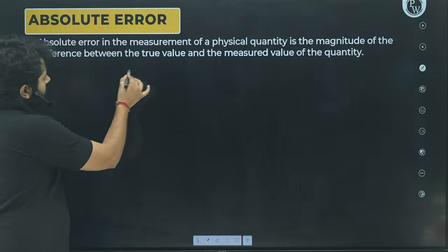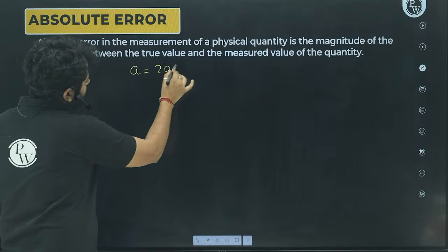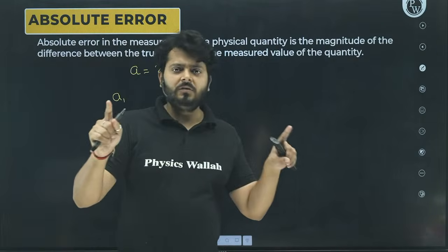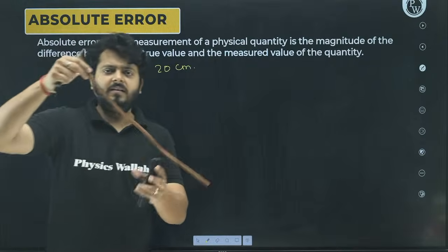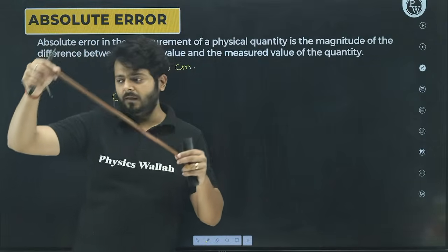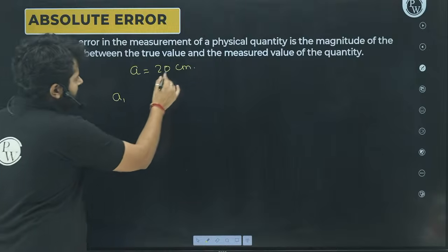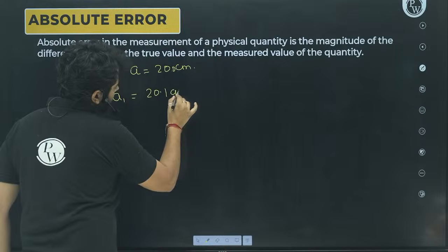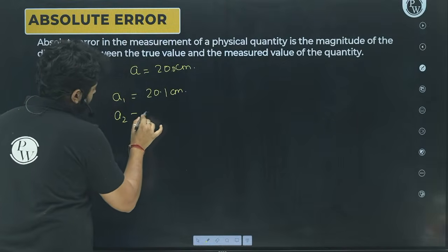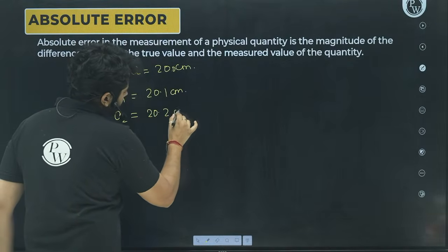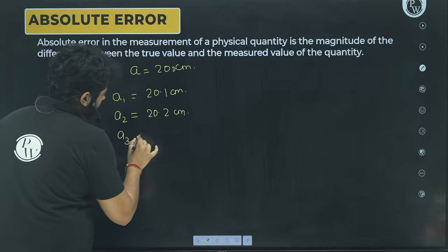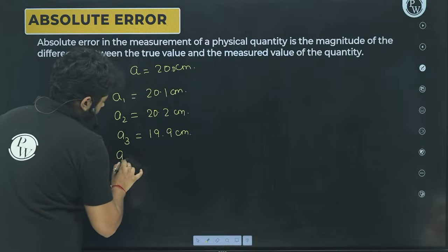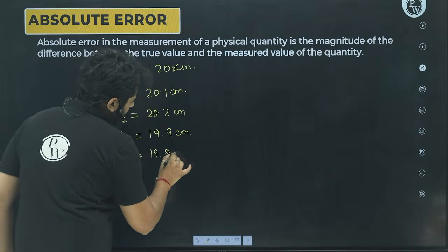Let's say the true value of a quantity was 20 centimeter, right? Let's say 4 kids are measuring the same thing. This was a 20 centimeter long rod, and 4 kids are measuring it, right? First kid is measuring 20.1 centimeter. Second kid is measuring 20.2 centimeter. Third kid is measuring 19.9 centimeter, right? And fourth kid is measuring 19.8 centimeter.